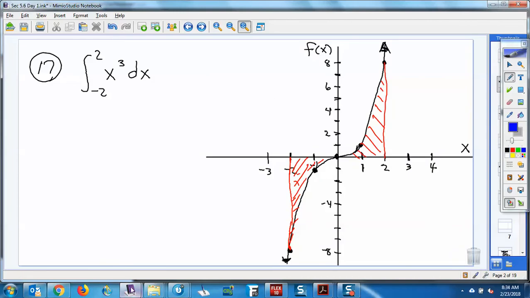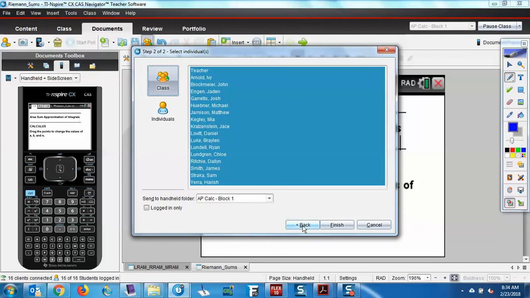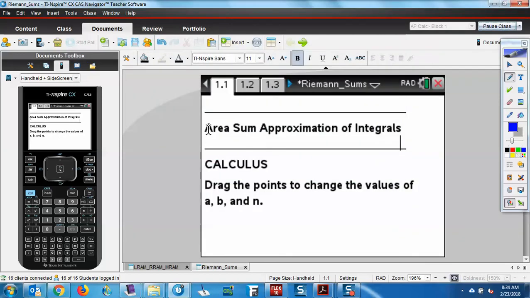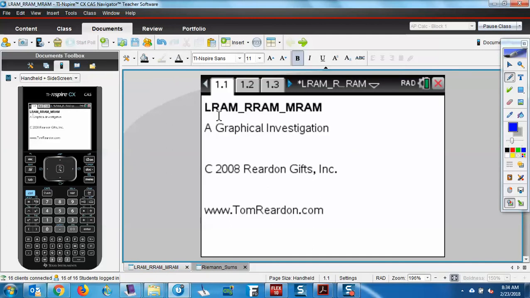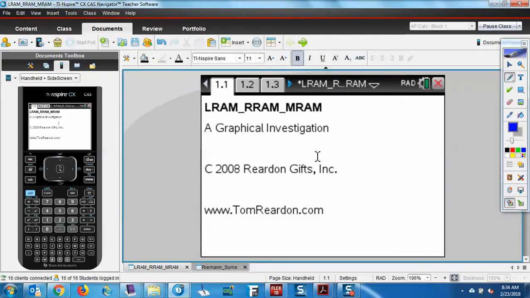Before we get into this, I'm going to send you a couple of documents here. One is called Riemann sums, and one is called LRAM, RRAM, MRAM. Okay, and I would say let's open up the one that says LRAM, RRAM, MRAM, the last one I gave you. Let's open up that one first.